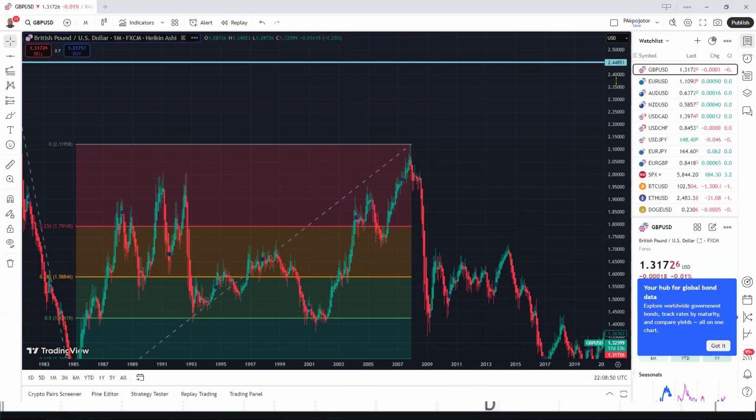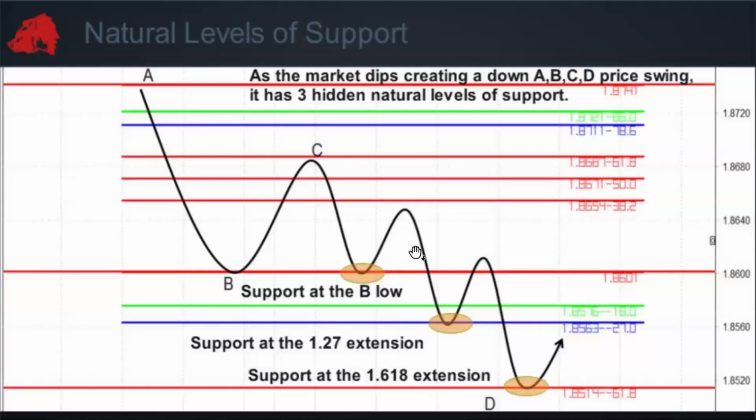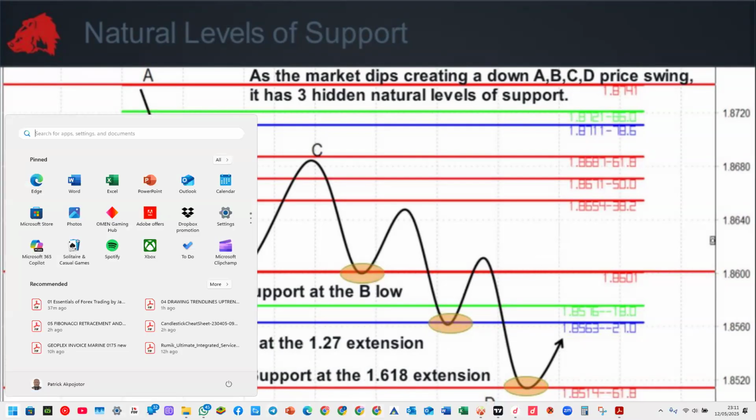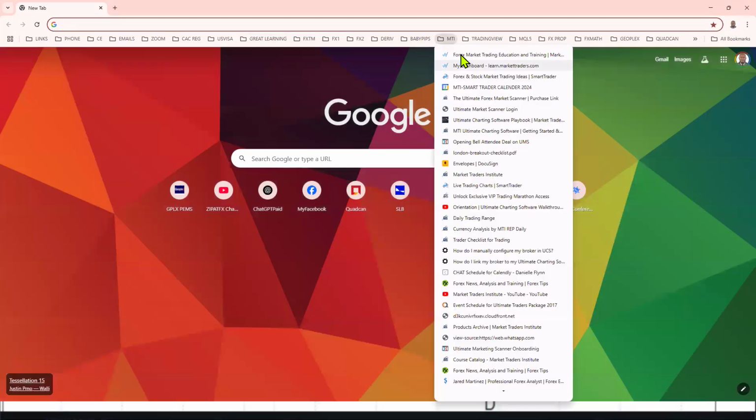Okay. The one that I'm using to teach you now, there's a software called, what's it called? Automate charting software, but they've discontinued it, so they use what they call Smart Trader. So if you want to get Smart Trader access, you come here. It's a product of MTI. Or let me just log in to it for you.